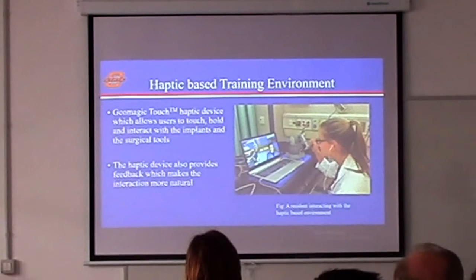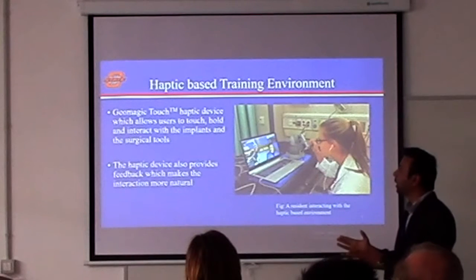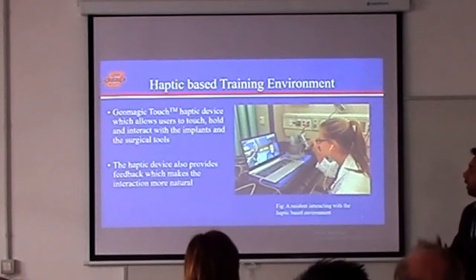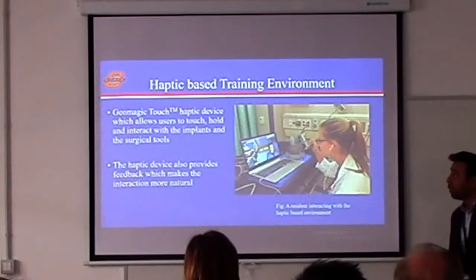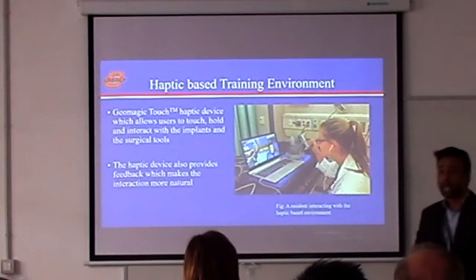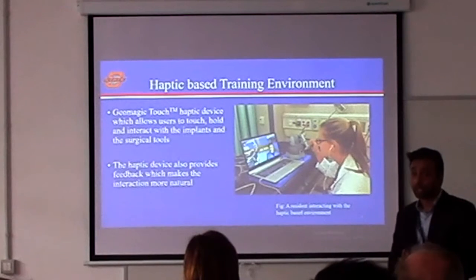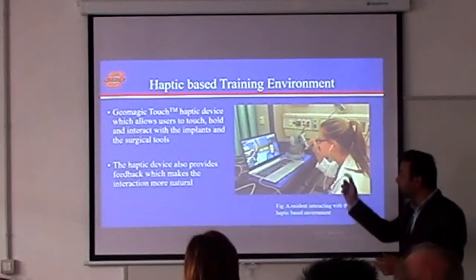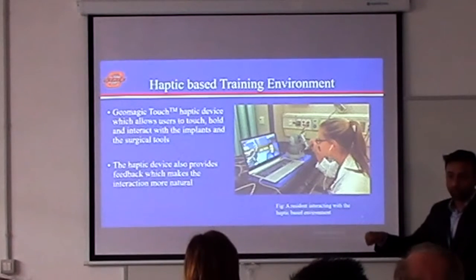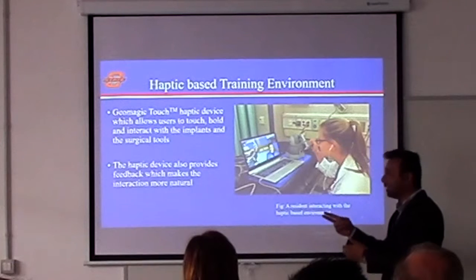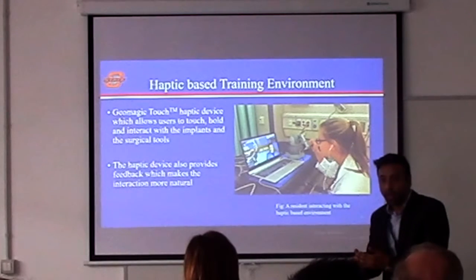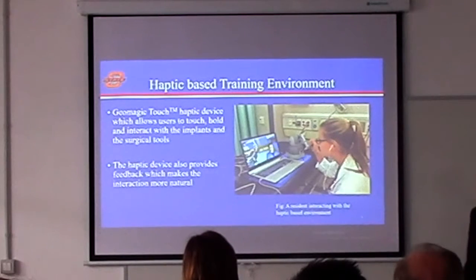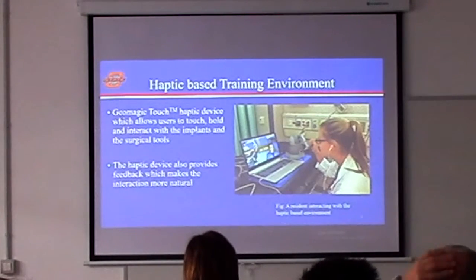So let's talk about the first environment, which is the haptic-based training environment. Haptic refers to sense of touch. So this haptic device, the geometric touch haptic device, provides users a chance to touch, hold, and interact with the implants and surgical tools. So if the surgeon or resident picks up something, you will feel the weight of it. And also, if she is drilling into the bone, it will provide feedback so that you will feel that you are drilling into the real bone. So this is one use of the haptic interface.